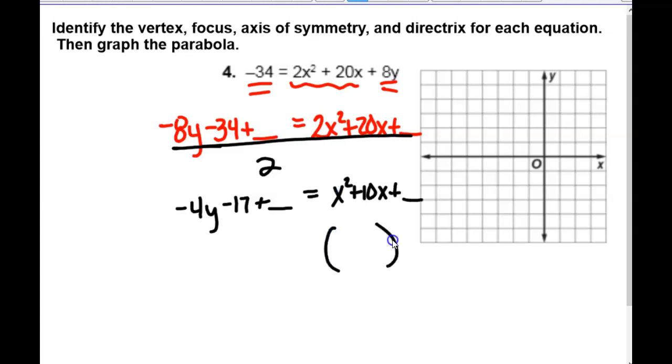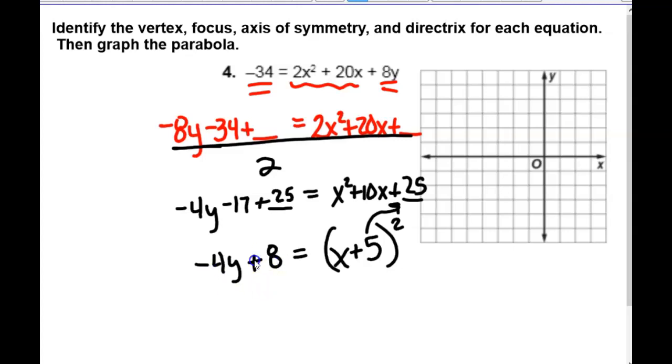Okay, then we need to complete the square on this side. What is this going to become? X plus 5 squared equals 25. Why am I not doing anything like that on this side? There's no squared. But if I added a 25 over here, I have to add a 25 over here. So now I have negative 4y, times, or sorry, no times, negative 4y plus 8.